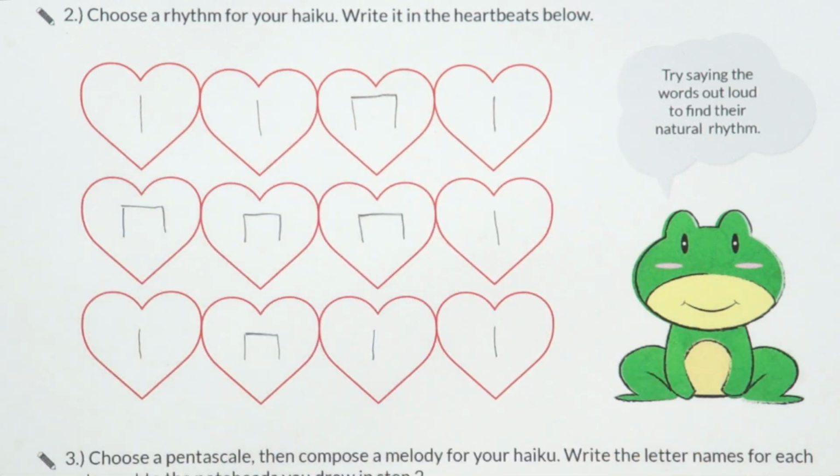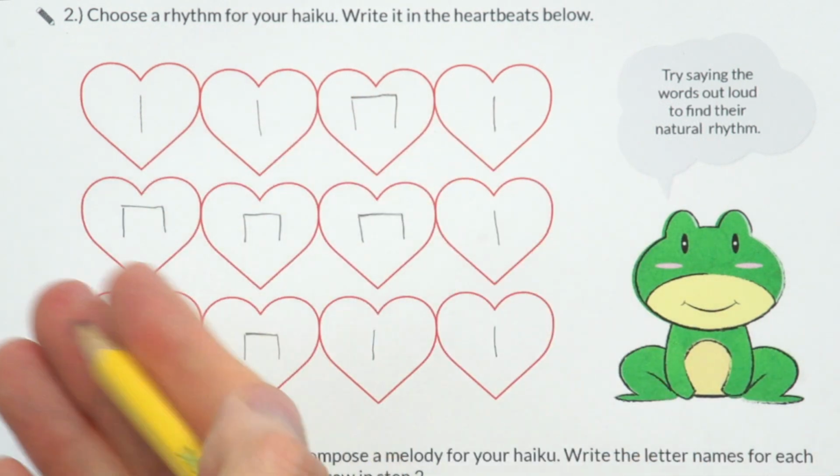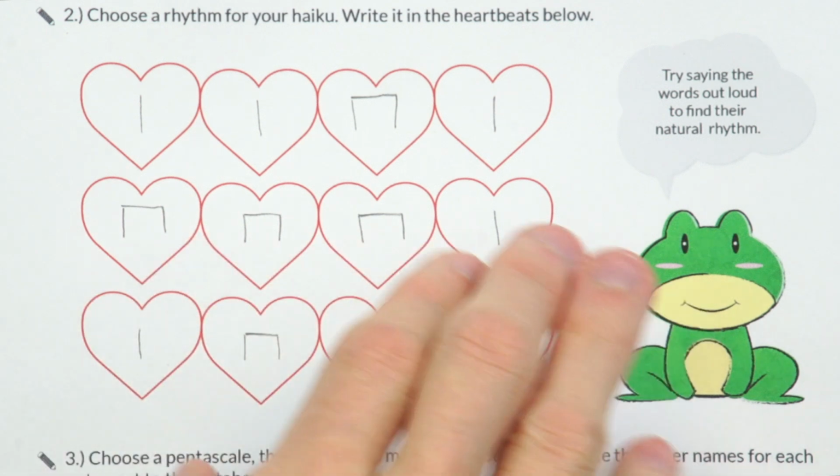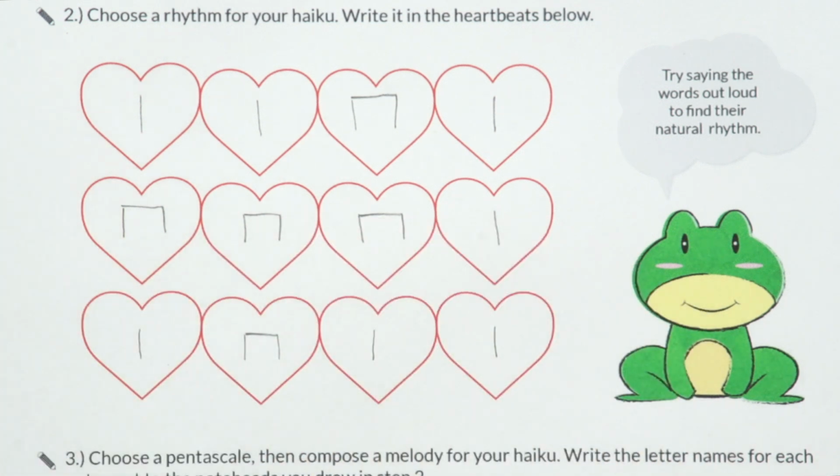Since you're composing this, there's not necessarily a right or wrong, but this to me felt like the most natural way to do the rhythm that matches the words of my haiku. Now on your own, I want you to try saying your haiku out loud and find the rhythm that sounds best. Draw it in your heartbeats. Press pause to take the time to write your own rhythm, then press play when you're ready to go on to step 3.